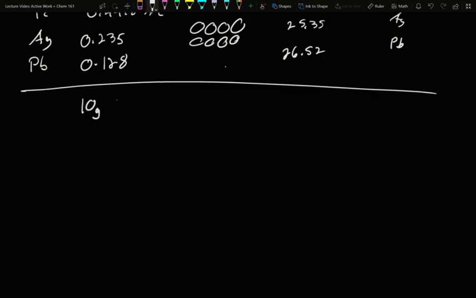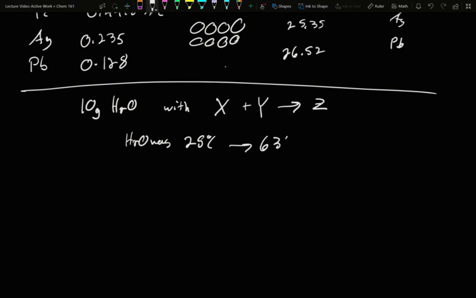I have 10 grams of water, and I add X compound and Y compound together, and they form compound Z. Water was at 25 degrees Celsius, and it goes up to 63 degrees Celsius. Well, assuming the majority of my material is water, we can pretend that the little bit of heat energy that X, Y, and Z would require is probably small compared to my water. Usually you have a big container of water and then only just a little bit of chemical. So the vast majority of the energy went into the water.